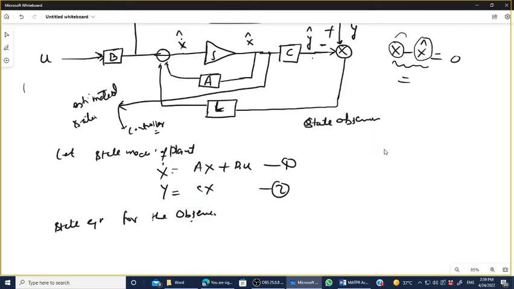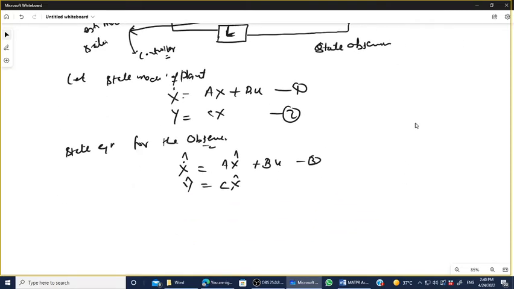Observer means estimator. So what will it do? The state equation is x dot cap equals a x cap plus b u. This is equation number 3. y cap is equal to c x cap, not cx. Let's say this is equation number 4.